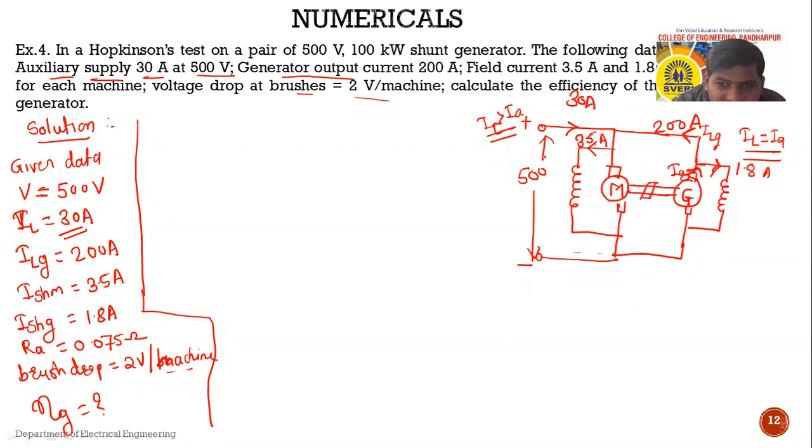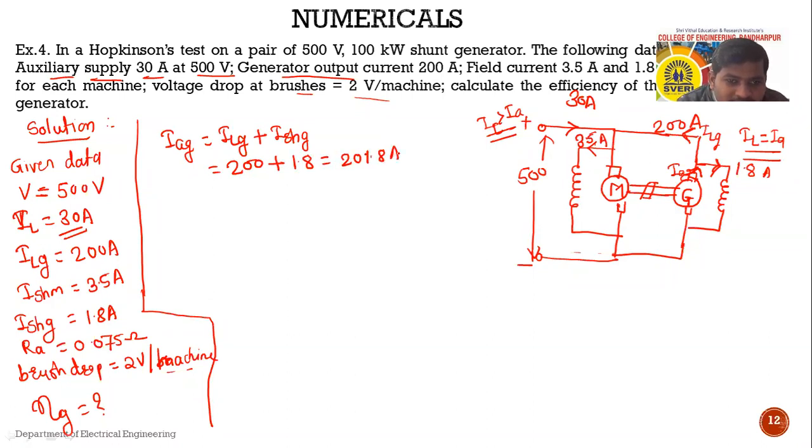See, this one is the armature current of the generator, that is IA of G. It is equals to IL of G plus ISH of G. किती येईल? IL of G is nothing but 200 plus ISH of G, it is equals to 1.8. So it becomes 201.8 ampere. आपल्याला लॉस कॅल्क्युलेट करायचे, so that we require the armature current. Now calculate this current. See, हा 30 ampere आणि हा 200 ampere.